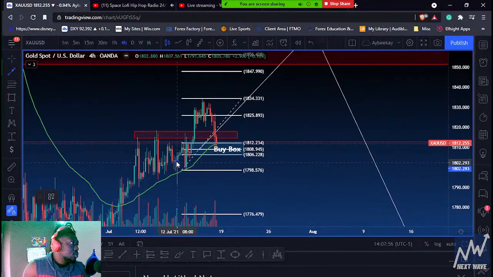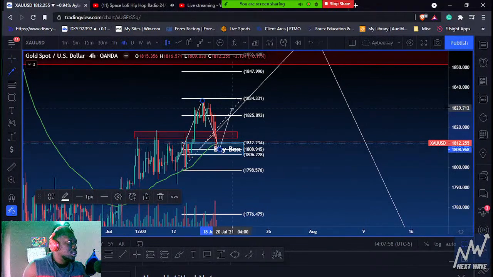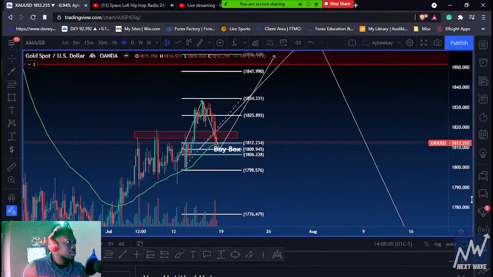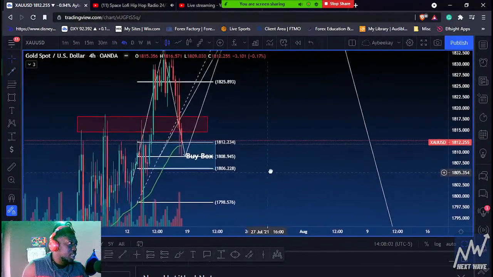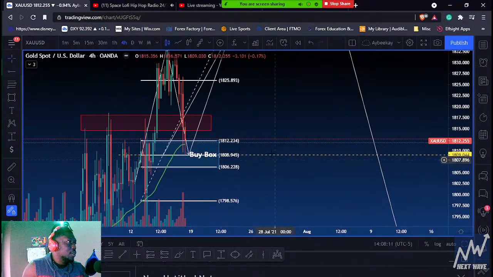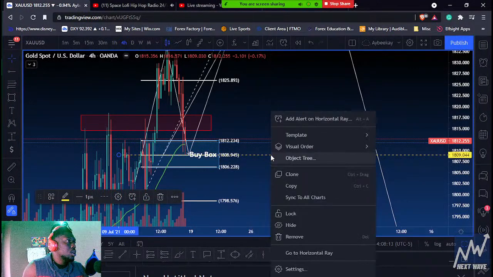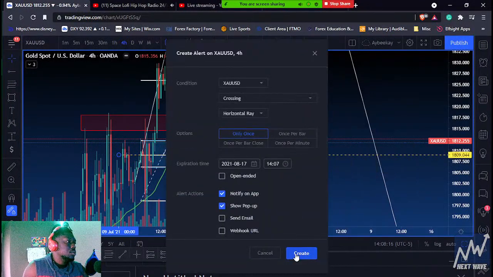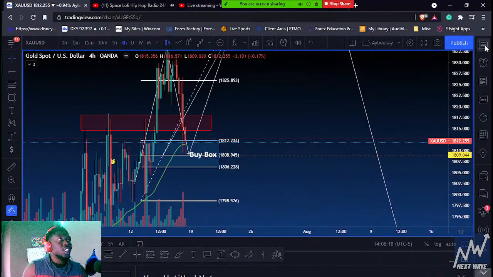To the upside. If I could get price to come back down to 1808 or 1806, that would be perfect. Drop that there. Add alerts. Just going to create the alert. Not going to write on it.